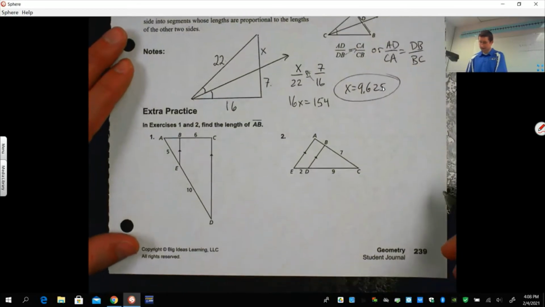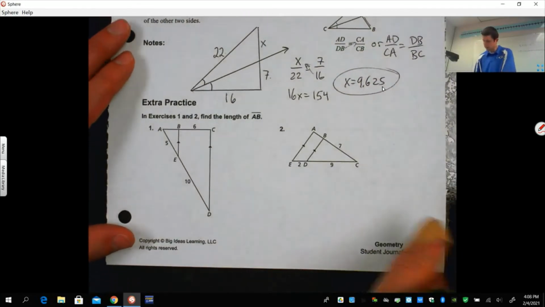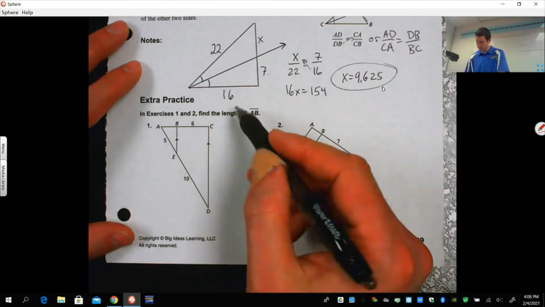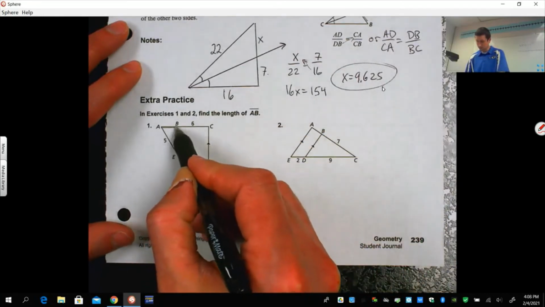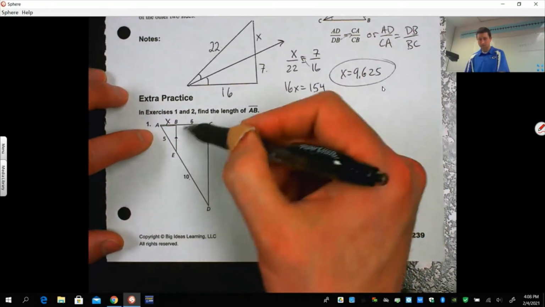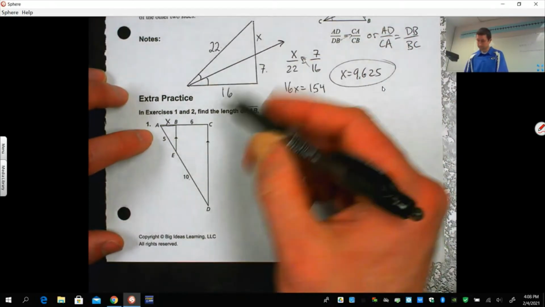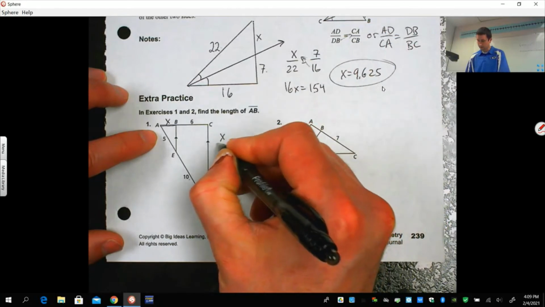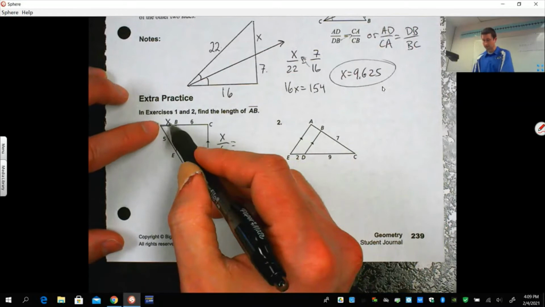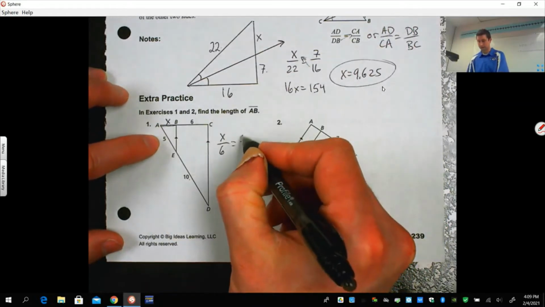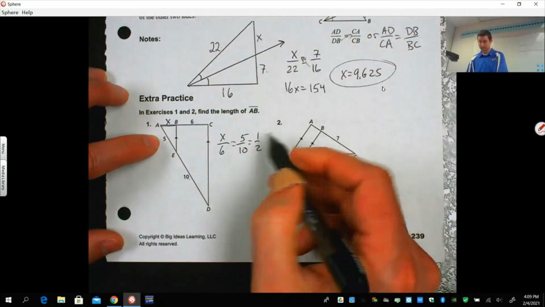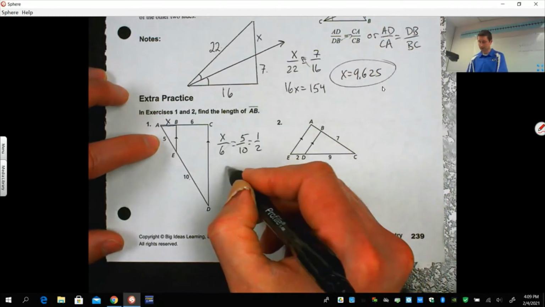Okay, find the length of AB, page 239. We're almost there, almost done with chapter 8, this part of it. They want the length from A to B, so that's going to be my X. I know 6, I know 10, I know 5. We have parallel lines right here. So I can say X over 5 or X over 6, doesn't matter. If I go X over 6, then I have to come back and do 5 over 10. Now 5 over 10 is half, so the top number is half the bottom number. X has to equal 3.